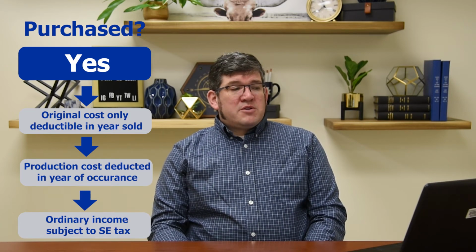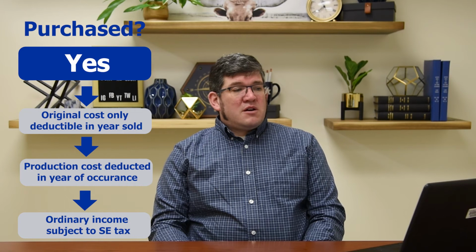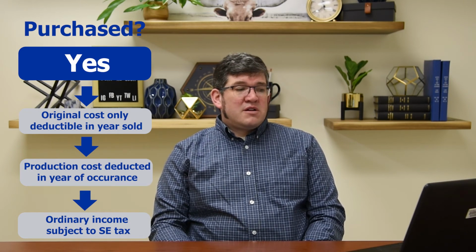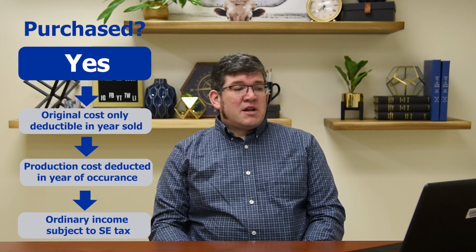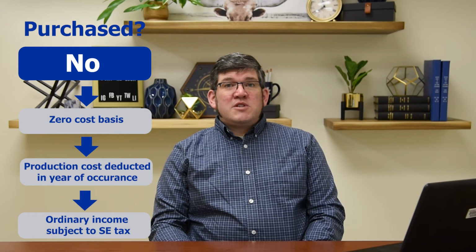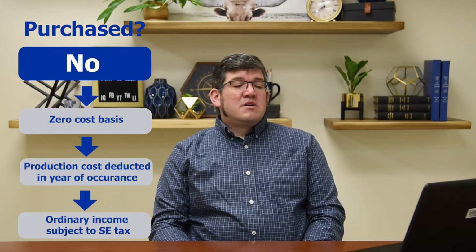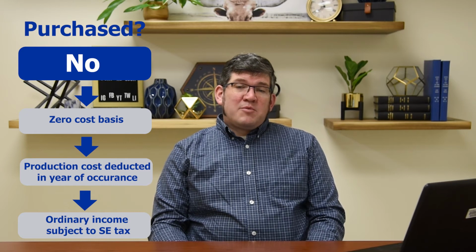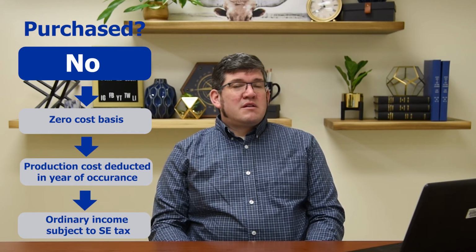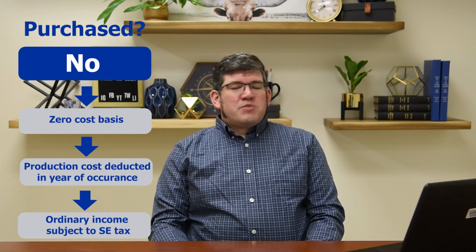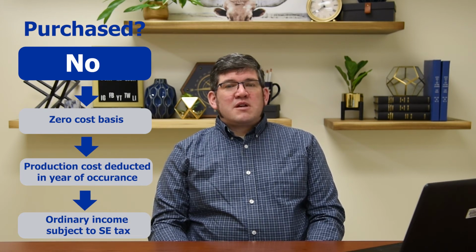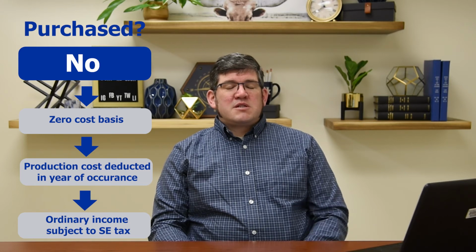Market animals, are they purchased? Yes. Original cost only deductible in the year that they were sold. Production deducted in the year of occurrence. Ordinary income subject to self-employment tax. On the no side, no, you have zero cost basis in those animals. Once again, that's because the cost of getting that animal born has already been deducted as it occurred. Production cost deducted in year of occurrence, and once again, it's ordinary income subject to self-employment tax.